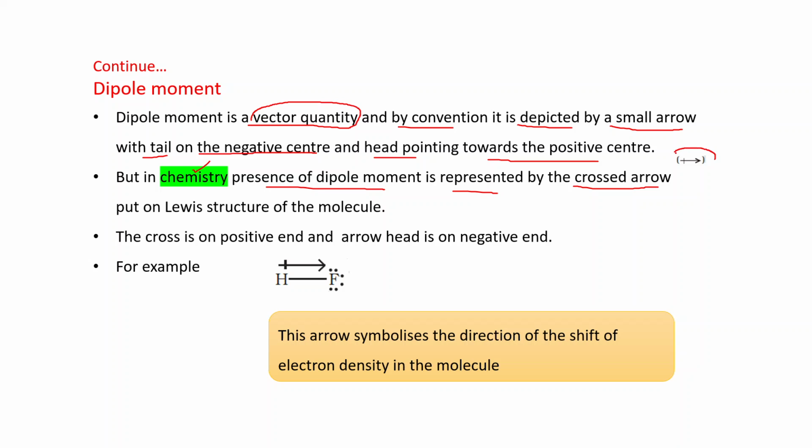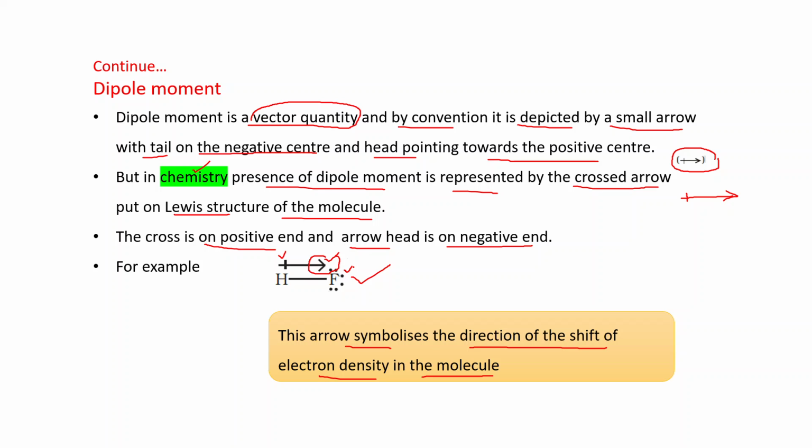Now, what is this crossed arrow? This one. This is the arrow. And this is the crossed arrow, put on the Lewis structure of the molecule. The cross is on the positive end and the arrowhead is on the negative end, like this. This fluorine is more electronegative, that's why this head is there and this cross is on hydrogen. This arrow symbolizes the direction of the shift of electron density in the molecule. Simply we can say this arrow indicates that electron density is more towards this fluorine.